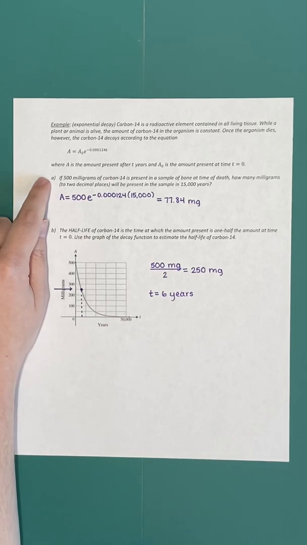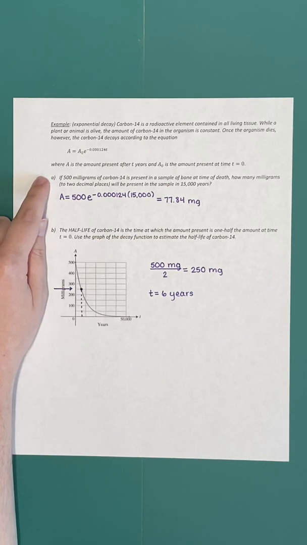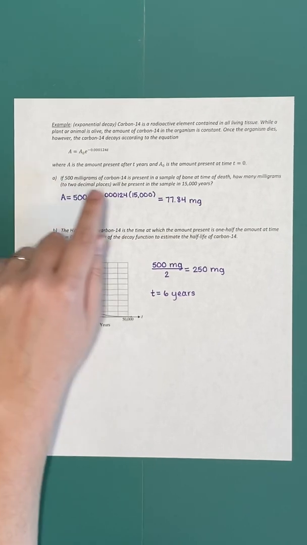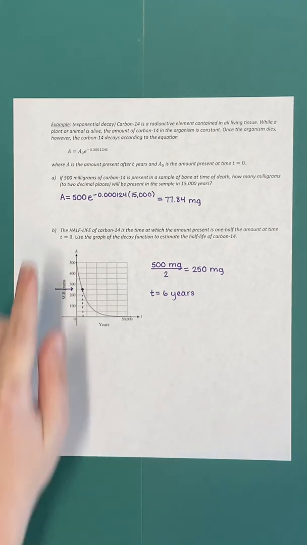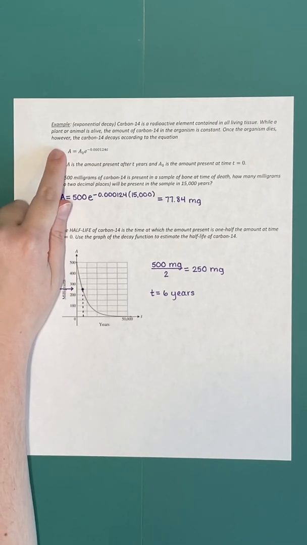If 500 milligrams of carbon-14 is present in a sample of bone at time of death, how many milligrams to 2 decimal places will be present in the sample at 15,000 years? So if it sits there for 15,000 years, how much carbon-14 is going to be left in this sample of bone? Okay, so let's substitute what we know into our model.